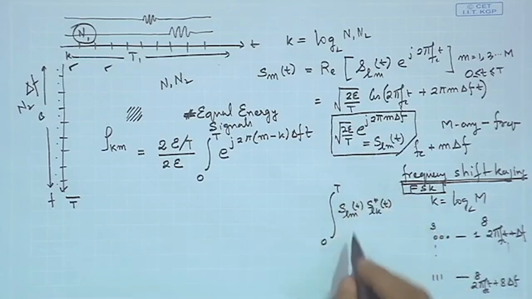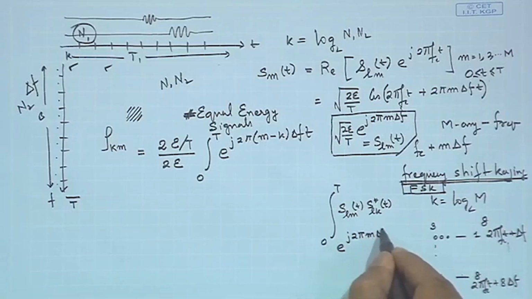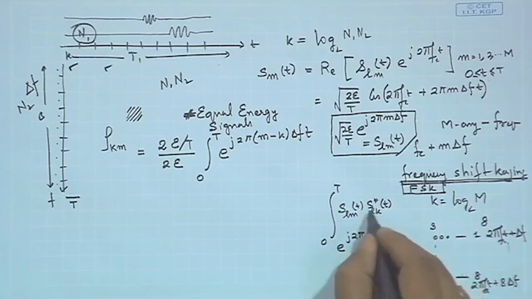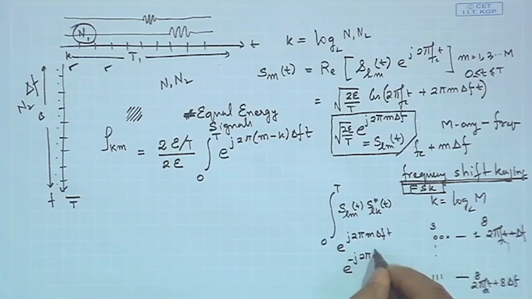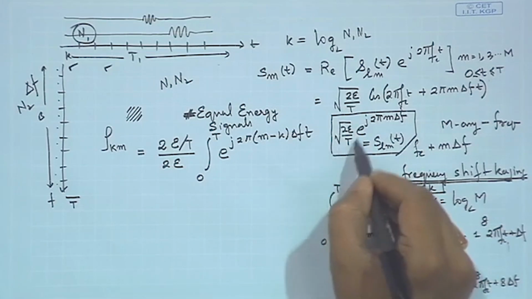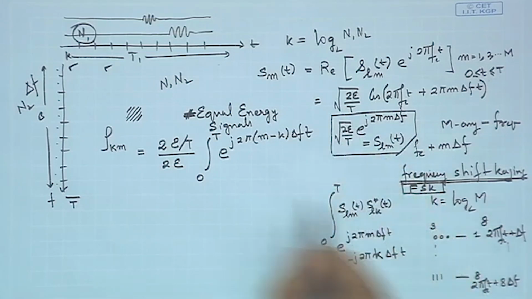So, if you do this, you have e to the power of j 2 pi m delta f t, and the conjugate would give you e to the power of minus j 2 pi k delta f t, and this multiplied by that of this would give you 2 E by T, and this is the normalization term that we have over here. So, that means, if these two are multiplied, you have e to the power of j 2 pi m minus k delta f t, right.